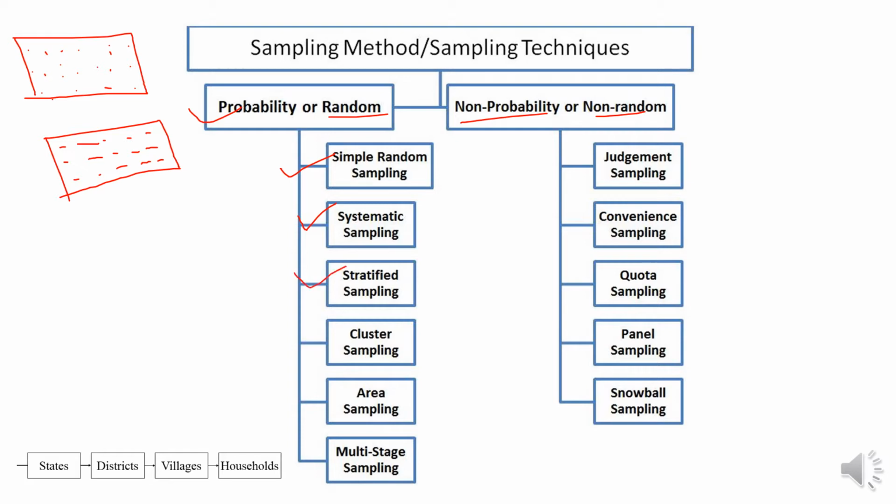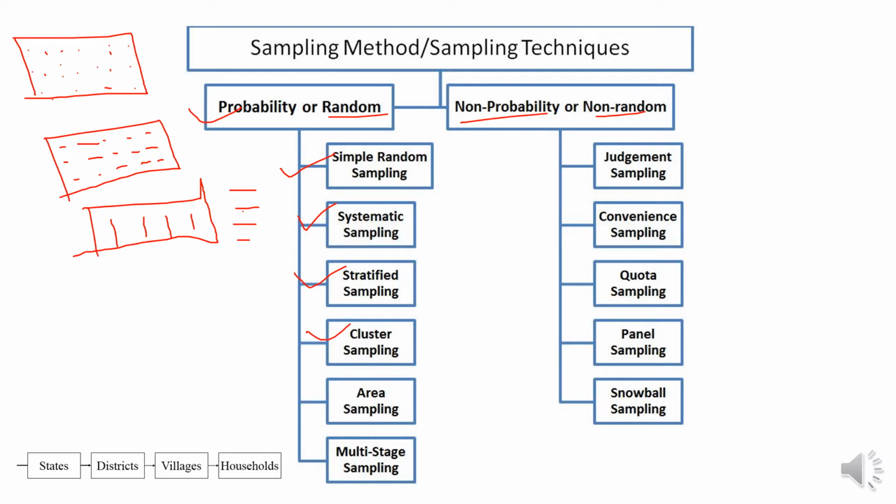Then stratified sampling. Stratified sampling means you are collecting samples from different strata, just like collecting samples from the different age groups of the population. You collect samples from the young age group, then the adult age group, or the mature age group. So these are different strata of a population, and that is stratified sampling.